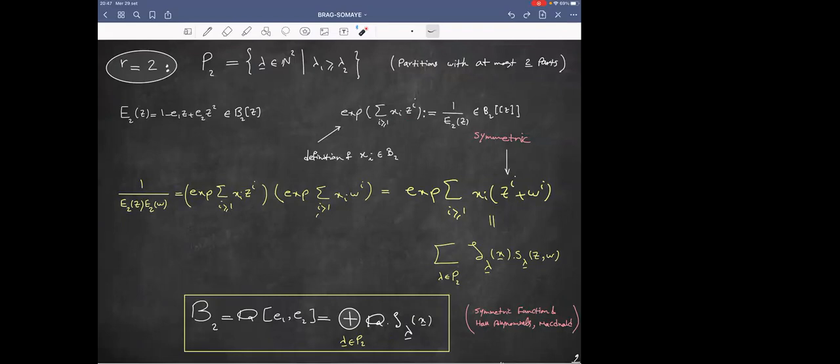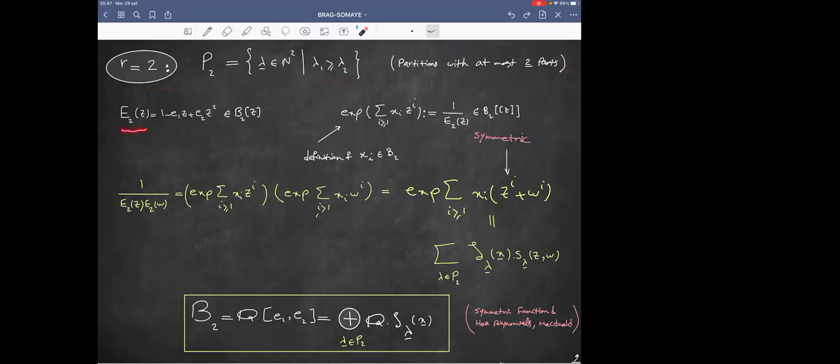Not to complicate the exposition with unessential technical parts, I will consider the case R equal to 2, because if you know what is going on in this case, you will understand other cases in general for any R. So first, let me say that P2 is the set of all partitions of length at most 2, with lambda 1 bigger than or equal to lambda 2.